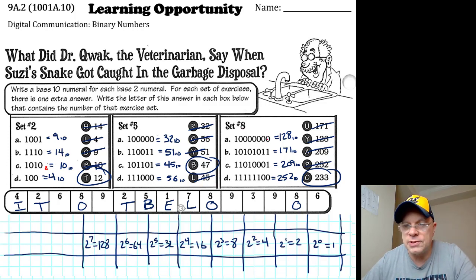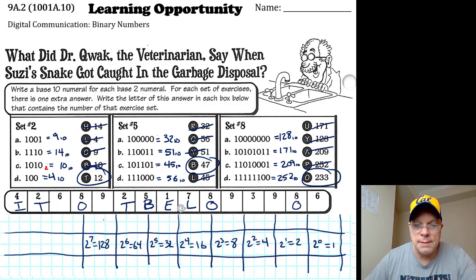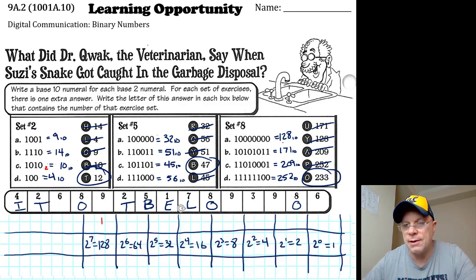Number 8, I had to count the digits. I have 1, 2, 3, 4, 5, 6, 7, 8 digits. So that meant I had a 1 over here and nothing else. I have 128 and nothing else. So that's 128 in base 10. 8b is 171. 8c is 209 in base 10. And 8d is 252 in base 10.